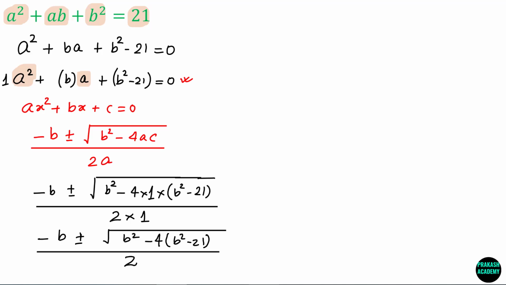It is given that roots are integers. Of course, these are real roots. This means the discriminant, that is the term inside the root, this term should be greater than or equal to 0. So the first condition I will have is that the discriminant should be greater than or equal to 0. This means b square minus 4 times b square minus 21 should be greater than or equal to 0. Now see, these are basically the roots for a. So this is the value of a.